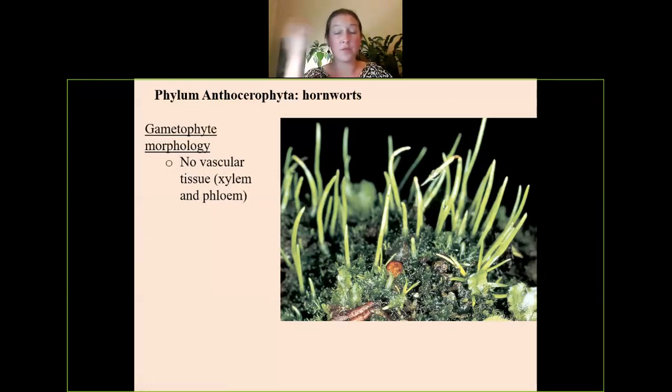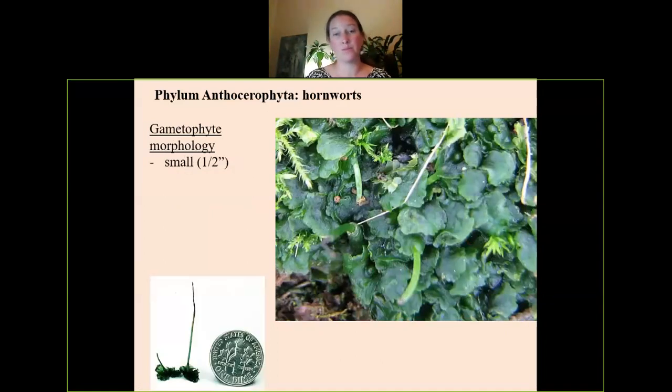They're non-vascular plants, right? So they have no xylem and no phloem. This is just showing you where the gametophyte is located. It looks kind of like green slime or something like that. They're small. They have no xylem and no phloem. They have to be small. They have to be able to just absorb things like a sponge. So the hornworts are very, very small.